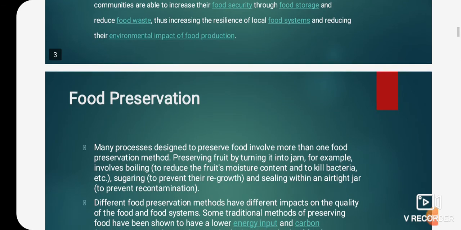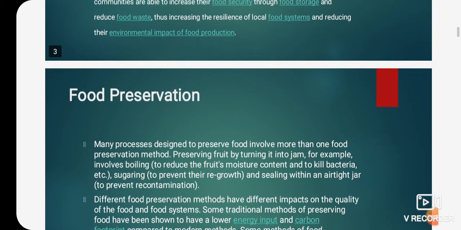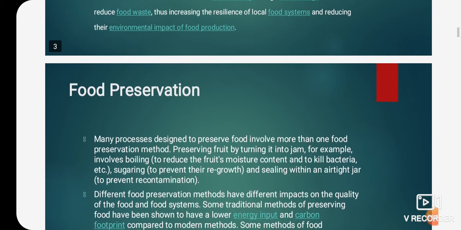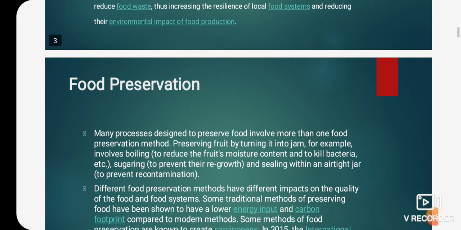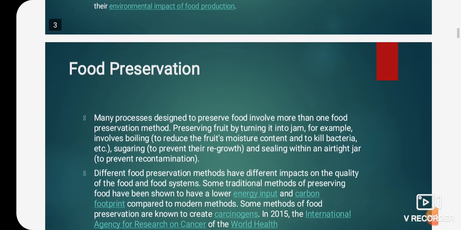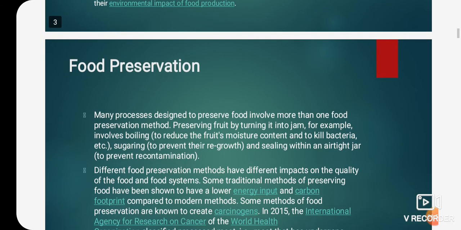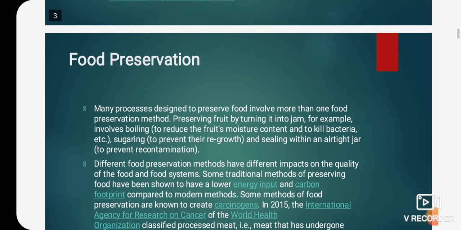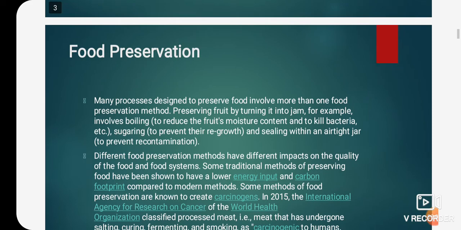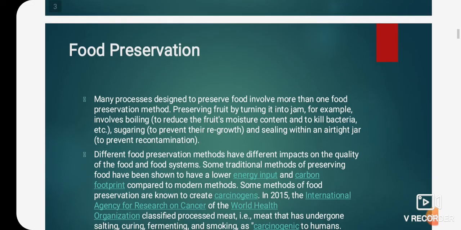Preserving fruit by turning it into jam, for example, involves boiling to reduce the fruit's moisture content and to kill bacteria, sugaring to prevent their regrowth, and sealing within an airtight jar to prevent recontamination. Different food preservation methods have different impacts on the quality of the food and food systems.